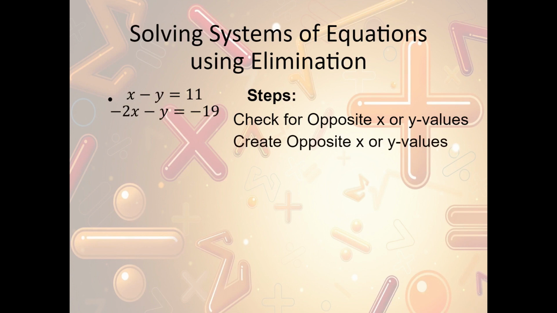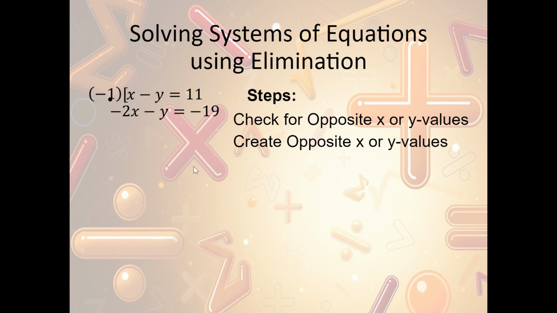So what we need to do is we need to create opposite values. We need to multiply either one or both of the equations by some number to get opposite values. So in this case, the easiest looks like it might be the y's, because we could just multiply one of these by a negative 1, and that gives us a positive y and a negative y. But we could also do the x's. We could multiply this whole thing by 2. That gives us a positive 2x and a negative 2x. But we're going to go ahead and do the top one by negative 1. If we multiply the top one by negative 1, we get positive y and negative y.